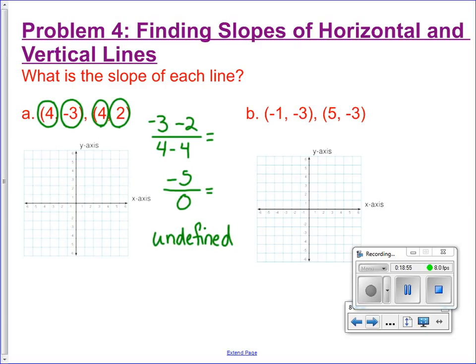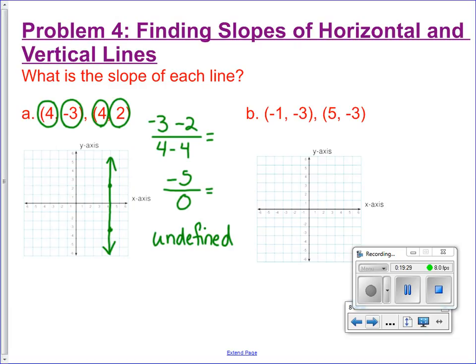All right, let's plot the points and see what that looks like. 4, negative 3 is right here, and 4, 2 is right here. And the line that connects those 2 points is a vertical line. Vertical lines have undefined slopes. Okay? And let me show you what horizontal looks like, and then I'll share with you the little trick that I use to try to remember that.